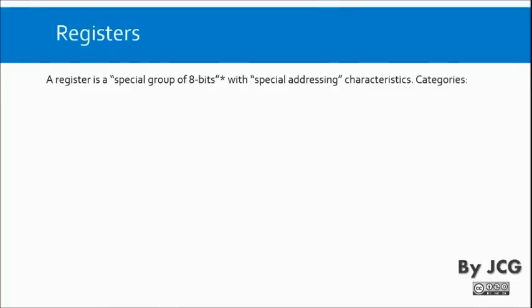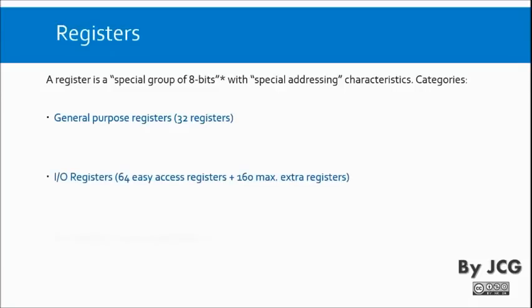So what is a register? A register is nothing but a special group of 8 bits with special addressing characteristics. These registers are stored at SRAM. The categories for these registers are general purpose registers, of which we have 32 registers. We also have input-output registers, which can be 64 easy access registers and up to 160 more extra registers. And we also have some registers that we cannot access directly.